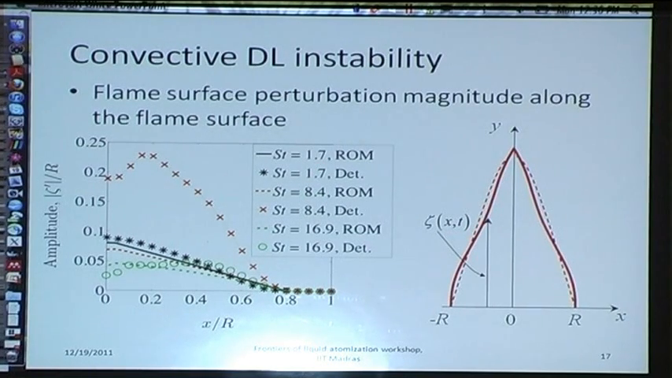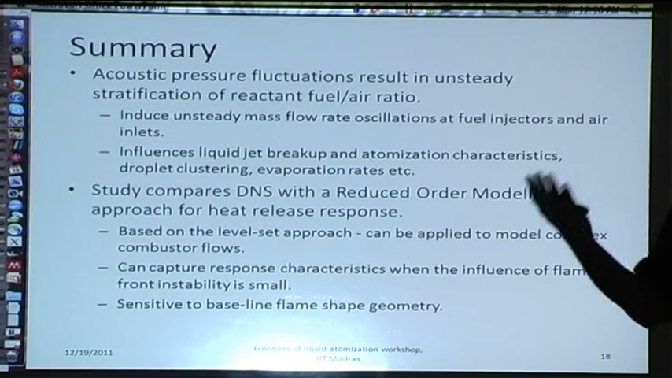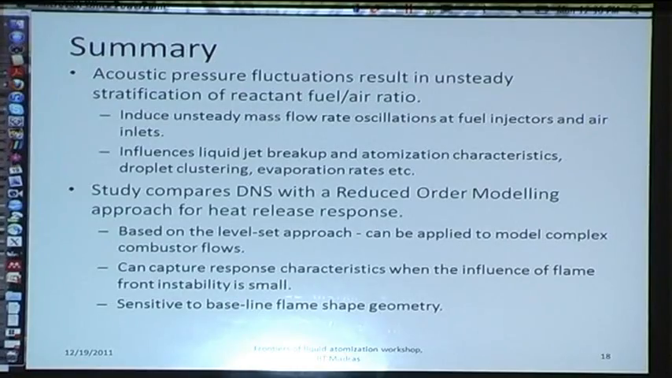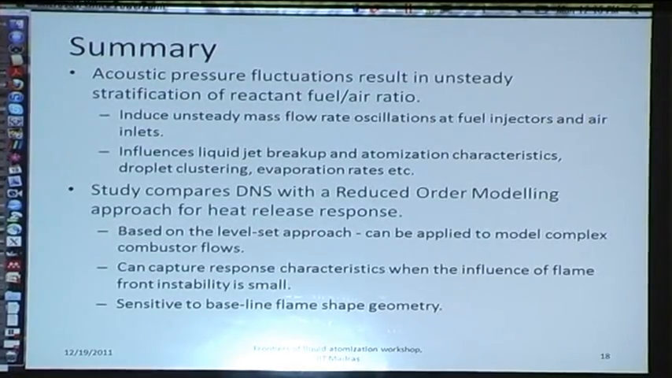Whereas for the red, which is that point where you had the maximum difference in predicted amplitudes, you get a massive difference between what the DNS does and what the reduced order model that neglects gas expansion gives you. So clearly this is happening because of gas expansion effects and the resulting flame front instability.